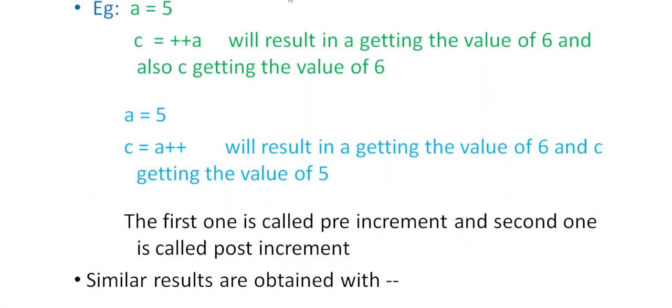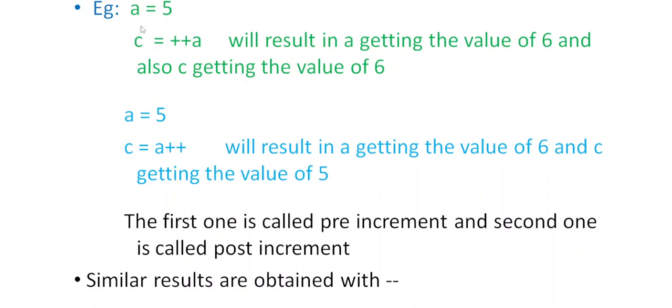You can write separately also. Instead of writing c equal to plus plus of a, you can write say plus plus of a. In that case, plus plus of a means a equal to a plus 1. Let us try to find the difference between these two cases. c equal to plus plus a means a value is incremented, and then you assign the value to c. Whereas here c equal to a plus plus means a value is assigned to c and then a value is incremented.